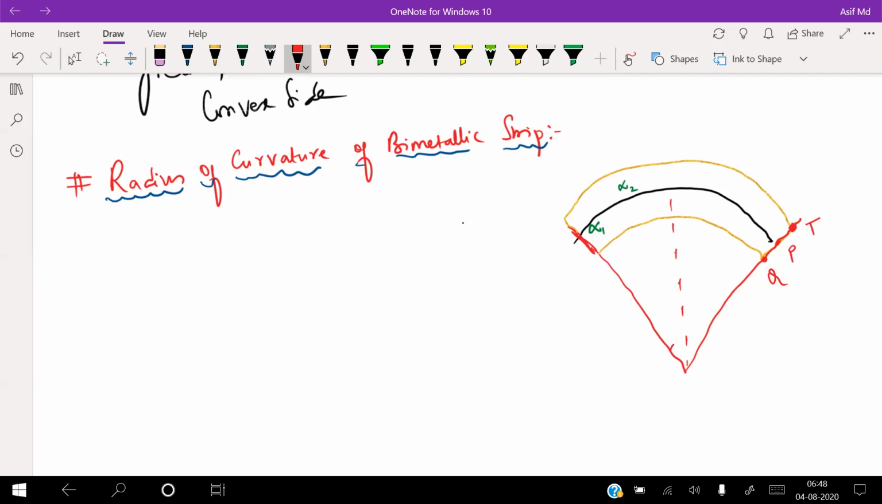Okay, and this is making a small angle. This one is d theta. This angle is also d theta. Now from here to here, this will be the radius, so that is nothing but equal to r.